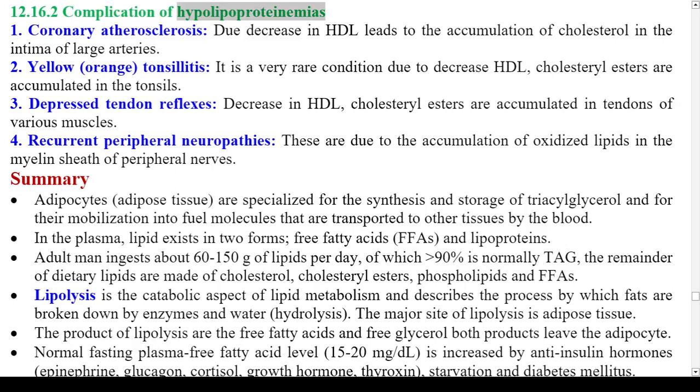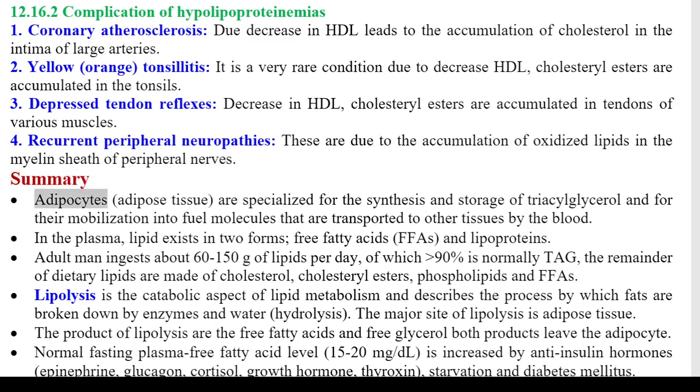12.16.2 Complications of hypolipoproteinemias. 1. Coronary atherosclerosis. Decrease in HDL leads to the accumulation of cholesterol in the intima of large arteries. 2. Yellow-orange tonsils. It is a very rare condition; due to decreased HDL, cholesterol esters are accumulated in the tonsils. 3. Depressed tendon reflexes. Decrease in HDL, cholesterol esters are accumulated in tendons of various muscles. 4. Recurrent peripheral neuropathies. These are due to the accumulation of oxidized lipids in the myelin sheath of peripheral nerves.